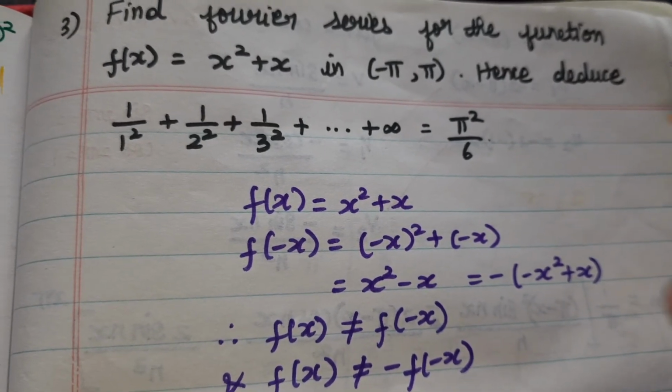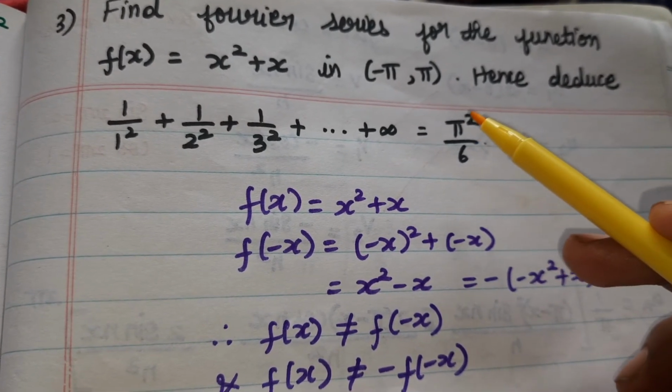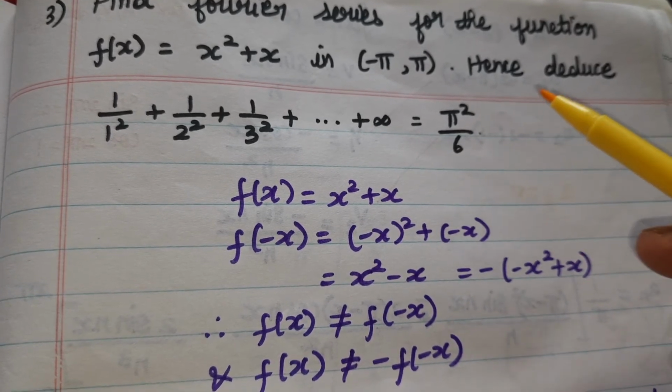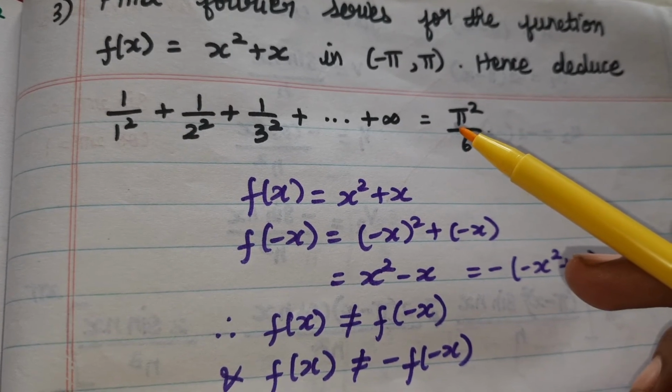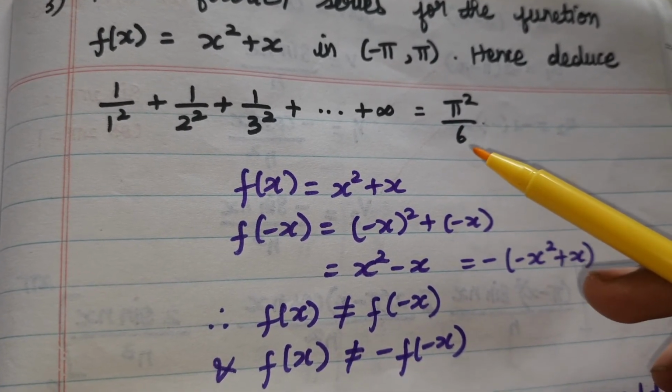Next question is find Fourier series for the function f of x equal to x square plus x in minus pi comma pi. Hence show that 1 by 1 square plus 1 by 2 square plus 1 by 3 square plus etc. is equal to pi square divided by 6.